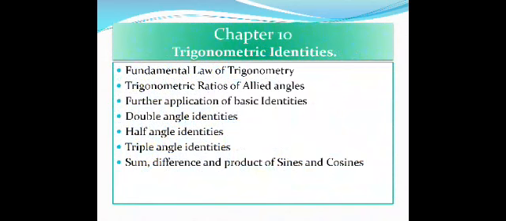Chapter number 10: Trigonometric Identities. Main is the fundamental law of trigonometry. This is new for you. Trigonometric ratios of allied angles, further application of basic identities, double angles, half angles, maximum formulas in this chapter, triple angle identities, sum, difference, and product of sine and cosine. This is also important for the board paper.